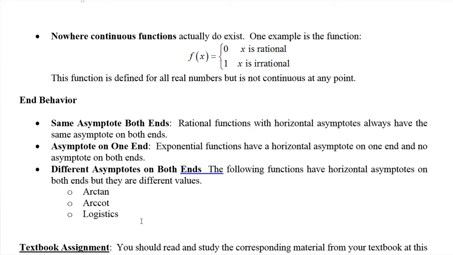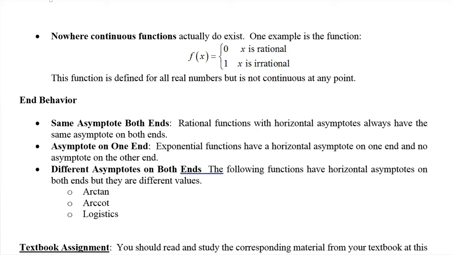Some functions have an asymptote on one end, that is, they have a limit as x goes to infinity or maybe negative infinity, but not on the other end. A good example of that would be exponential functions. They always have a horizontal asymptote on one end and no asymptote on the other end. But you could also have different asymptotes on both ends. So that happens for some functions.